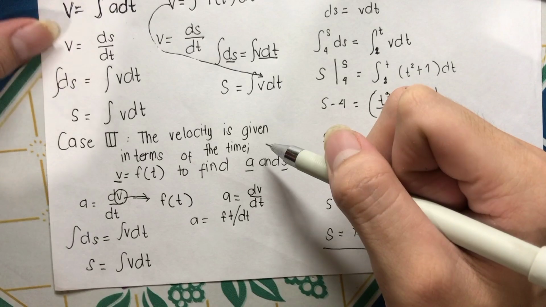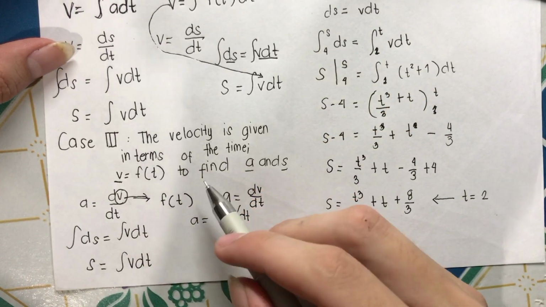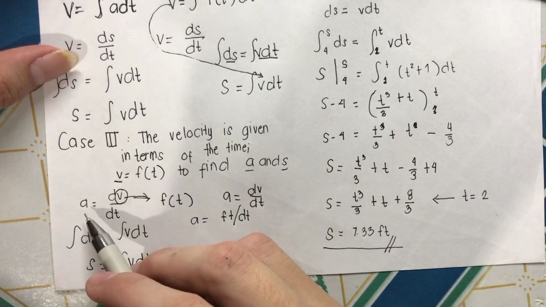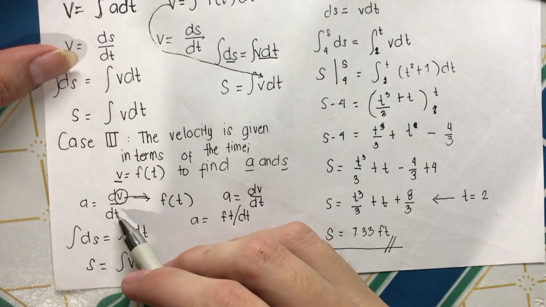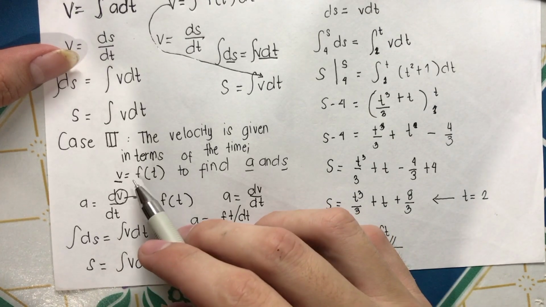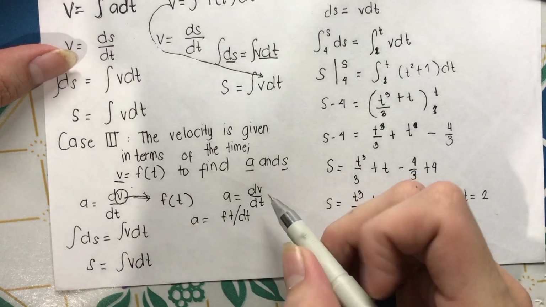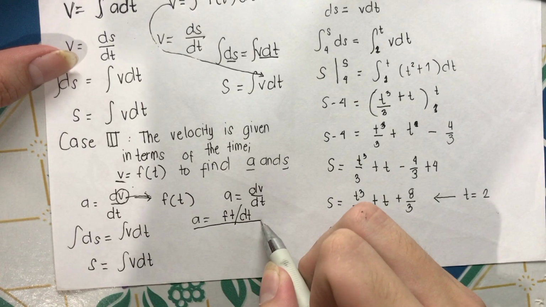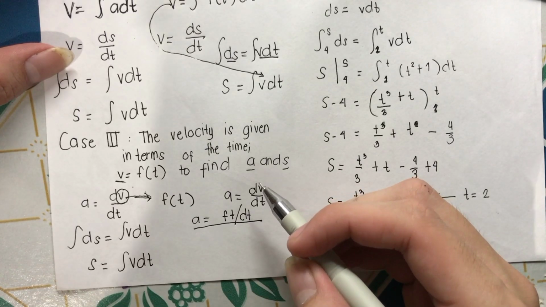The velocity is given in terms of the time. Velocity equals a function of time. So to find acceleration and displacement, we will use acceleration equals the derivative of velocity with respect to time, and we will input the function of t here, so we will get acceleration equals the derivative of the function of t with respect to time.